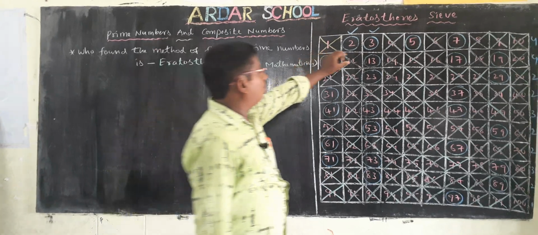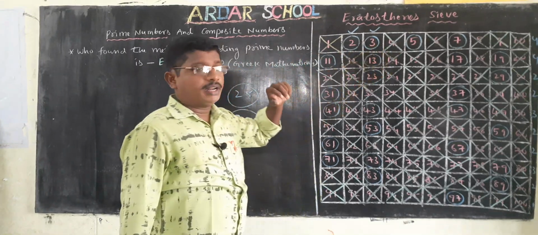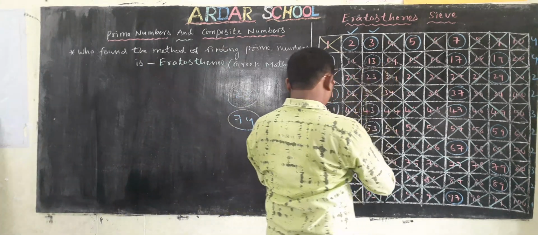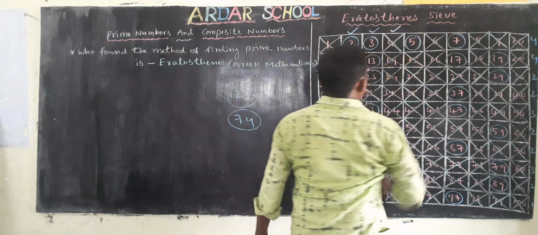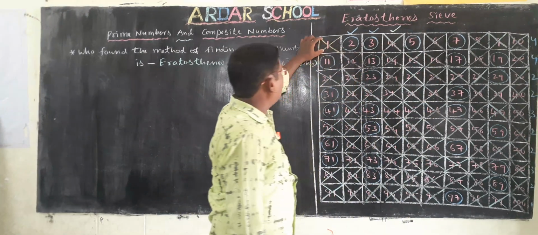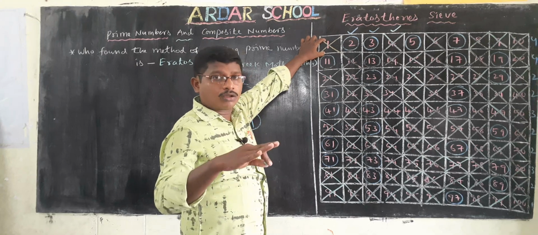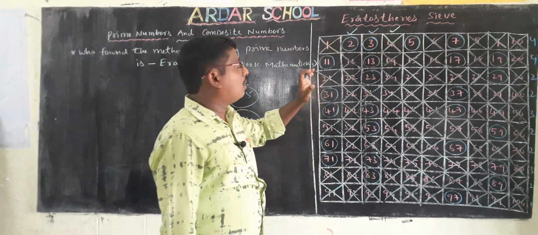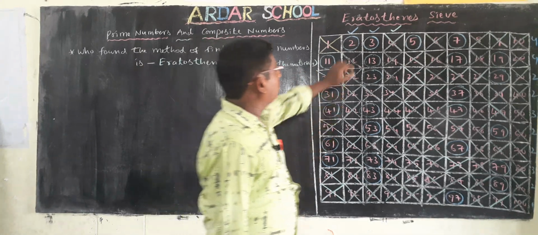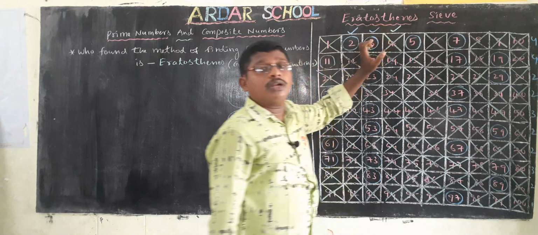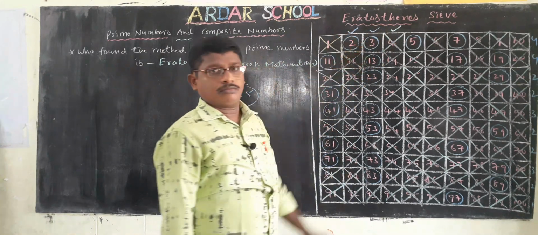Okay, now composite numbers. What is the smallest composite number? 4. The smallest composite number is 4, not 1. 1 is neither prime nor composite. That's why 4 is the smallest composite number. 4 is an even number, so the smallest even composite number is 4.